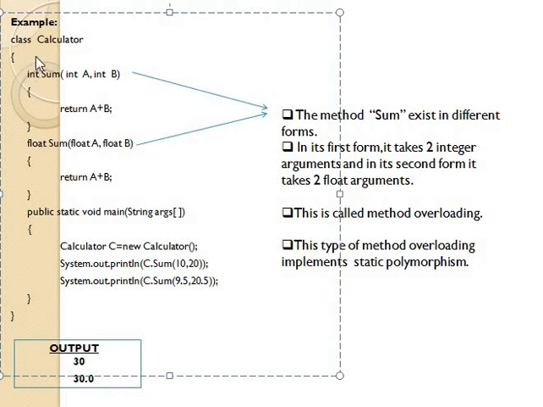Now inside the body of this class, you have two member methods. This is the first member method, and this is the second member method. And both these member methods are having the same name, that is sum. But even though both these methods have the same name sum, still they have different signatures.